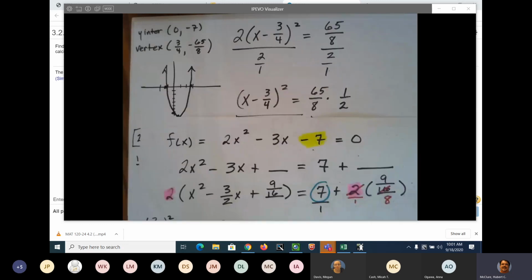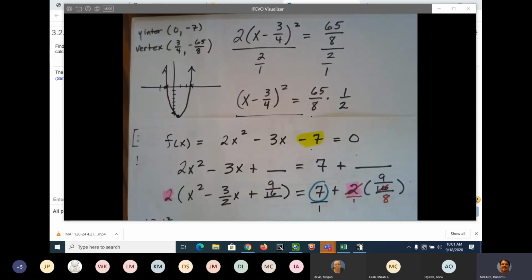Domain, all real numbers. Range, -65/8 to infinity. Decreasing from negative infinity to 3/4, increasing from 3/4 to positive infinity.